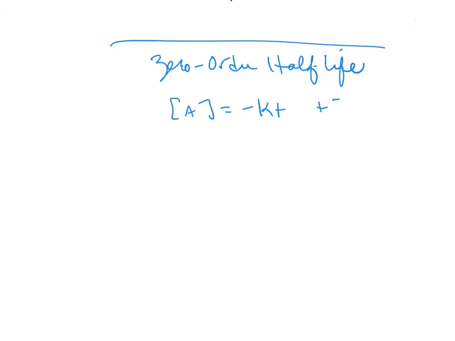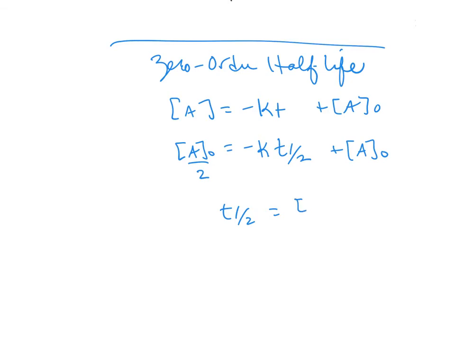Zero order half-life. Here the integrated equation is A is equal to negative kt plus A initial, and we're going to use our same idea here that when t is equal to t1/2, then A is equal to A initial over 2. And you can play around with that and solve for it. It'll be t1/2 is equal to A initial divided by 2k.